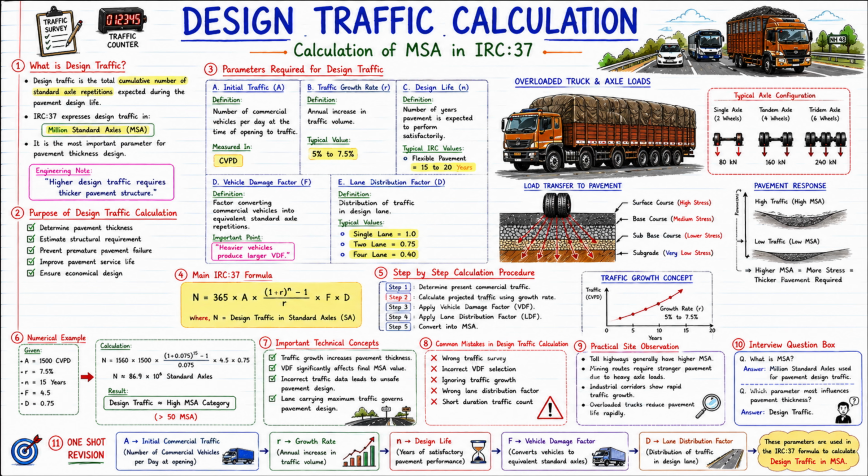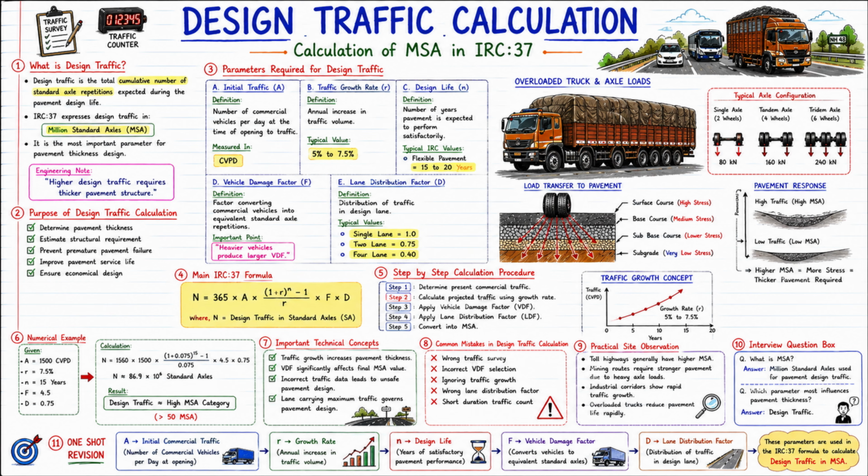B. Traffic growth rate, R. The traffic increases every year. This annual increase is called traffic growth rate. Here are the typical values: 5% to 7.5%. Now if the growth rate is higher, future traffic will increase rapidly and pavement thickness will also have to be increased.